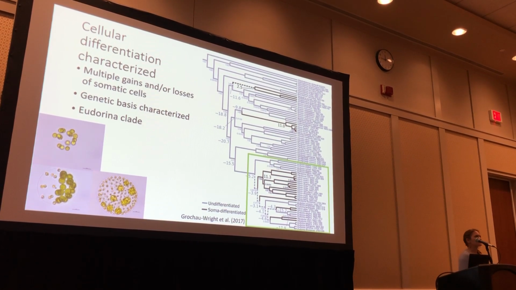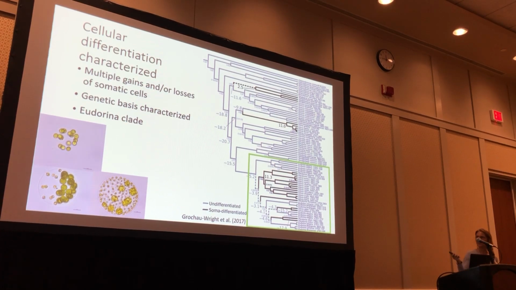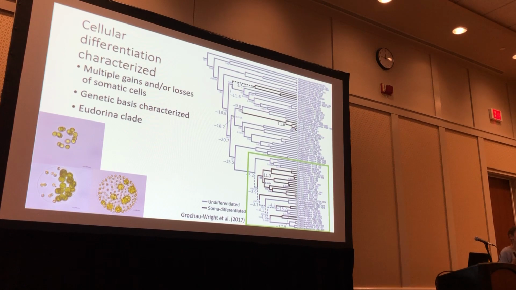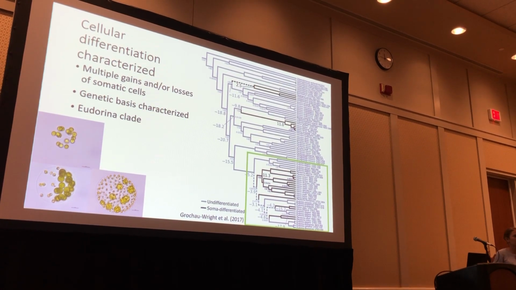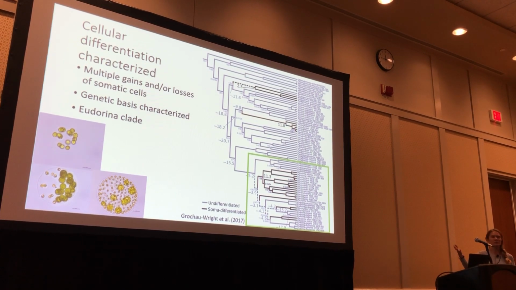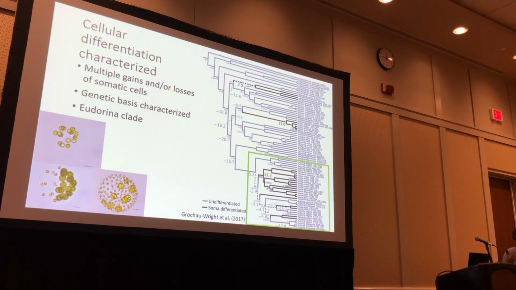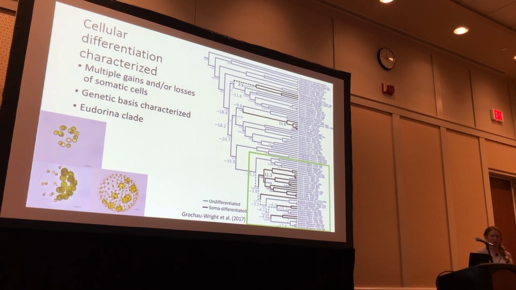And I'll be focusing today on the Eudorina clade, which is shown here in that green box. So if you just look within that Eudorina clade, you see that there have been multiple gains and/or losses of soma. And you see species that have no cellular differentiation, like this one here, and species that have somatic cells as well.